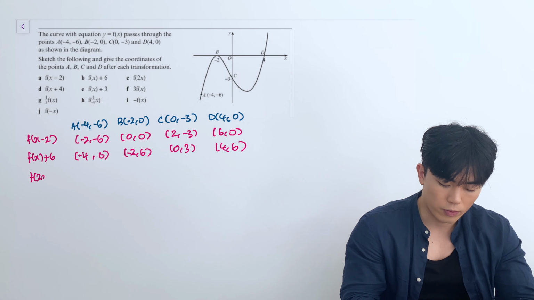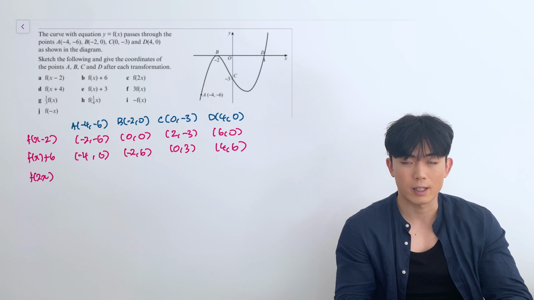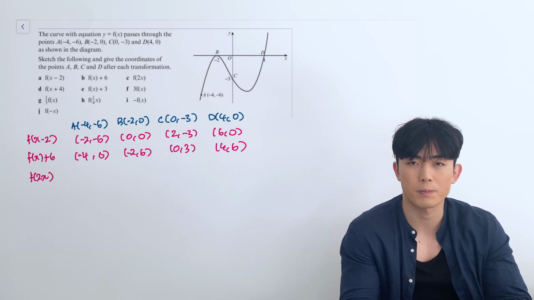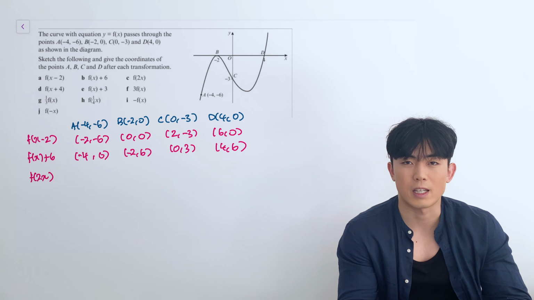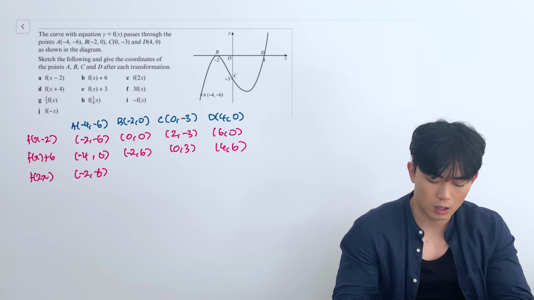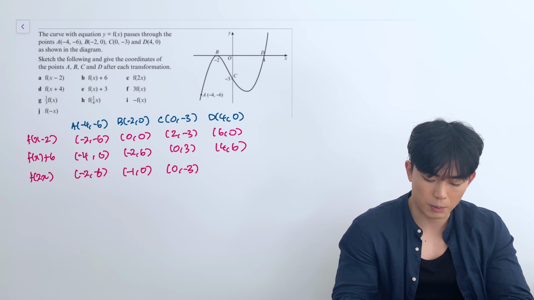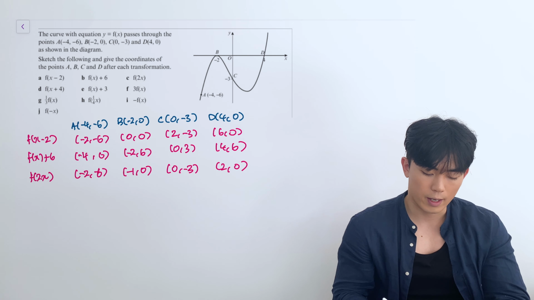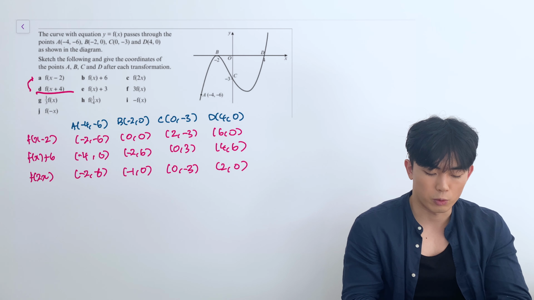C, we have f(2x). Once again, it's inside the bracket, meaning it's going to affect my x values and do the opposite of what I expect. So rather than timesing by 2, it's actually going to divide by 2. So divide each x value by 2, leaving the y values as they would be. (-2, -6), (-1, 0), (0, -3), and (2, 0). D is the same thing as A, so we'll skip that.